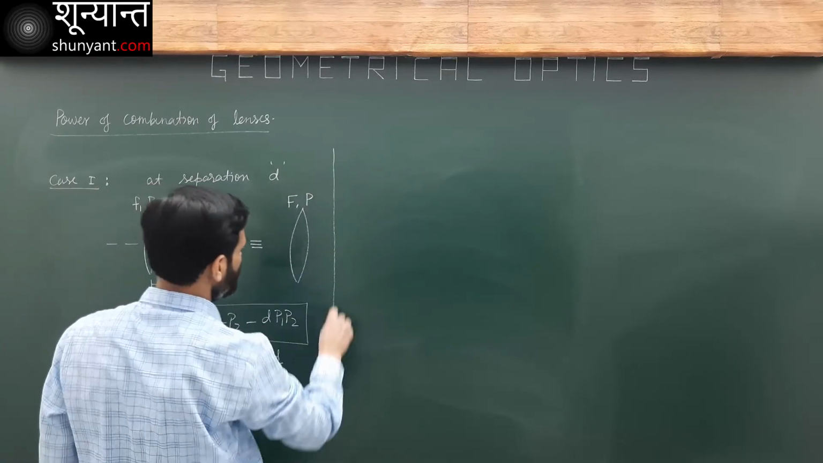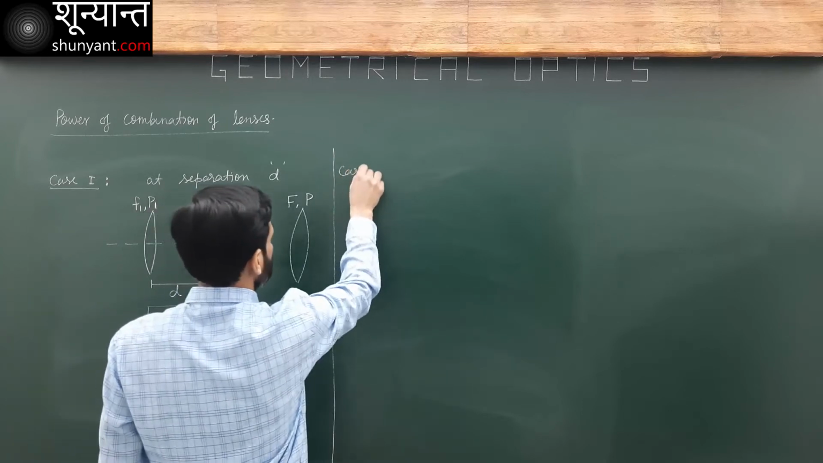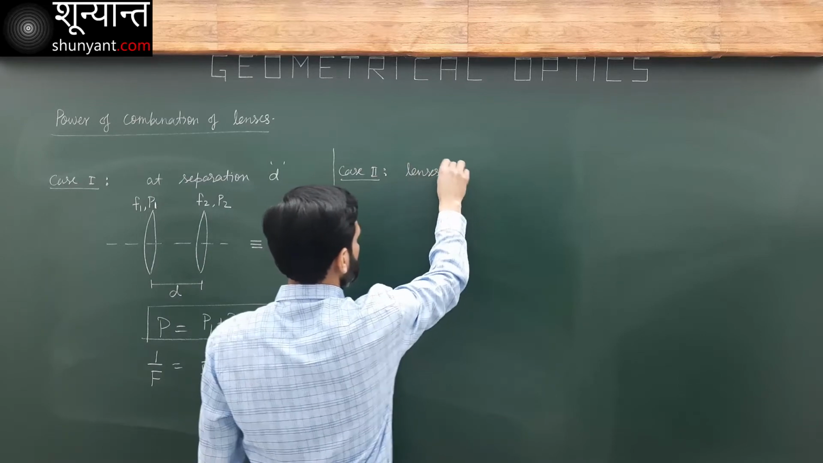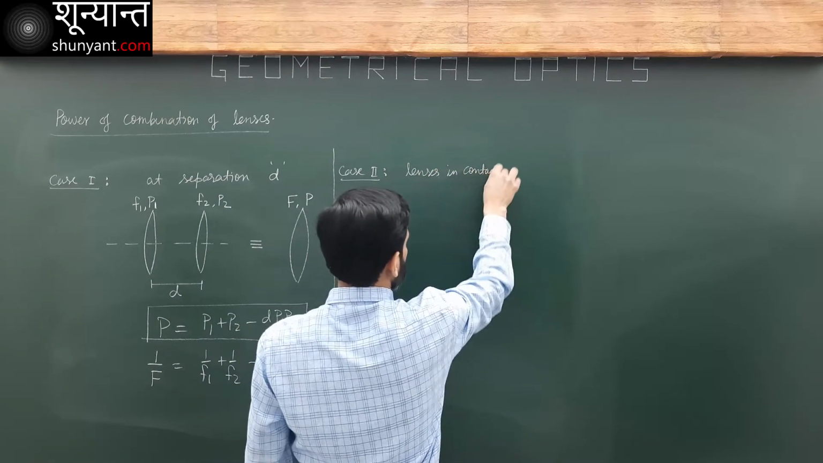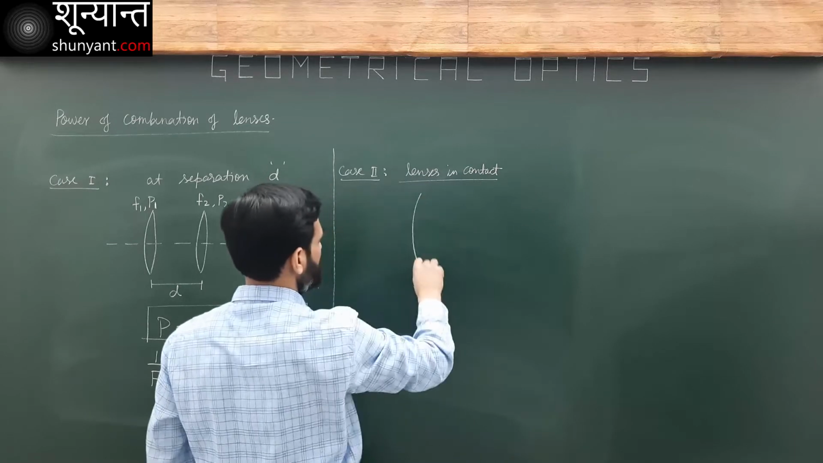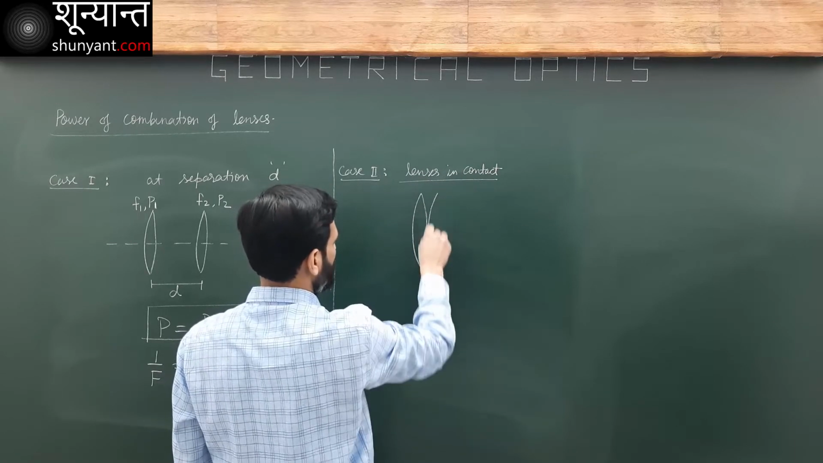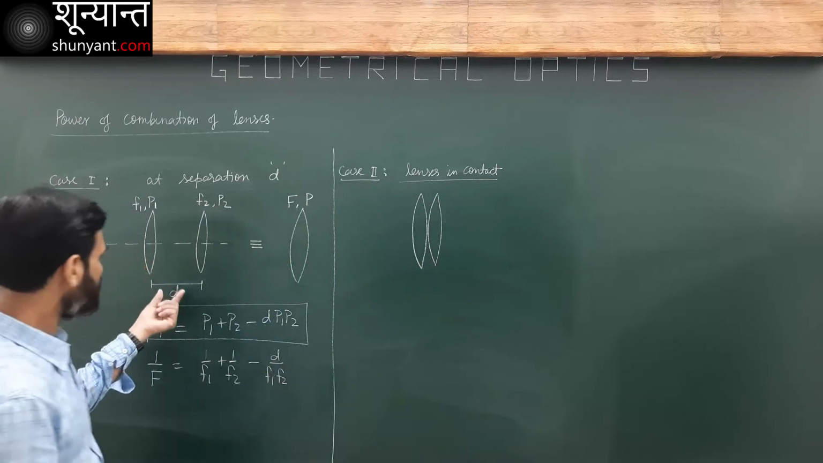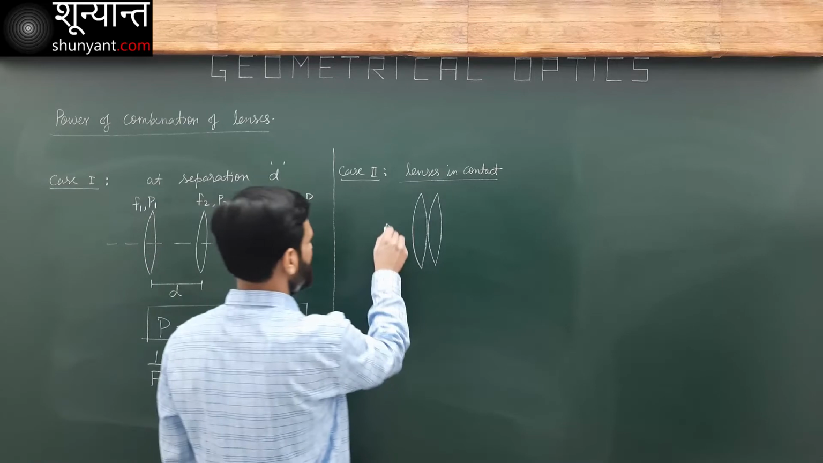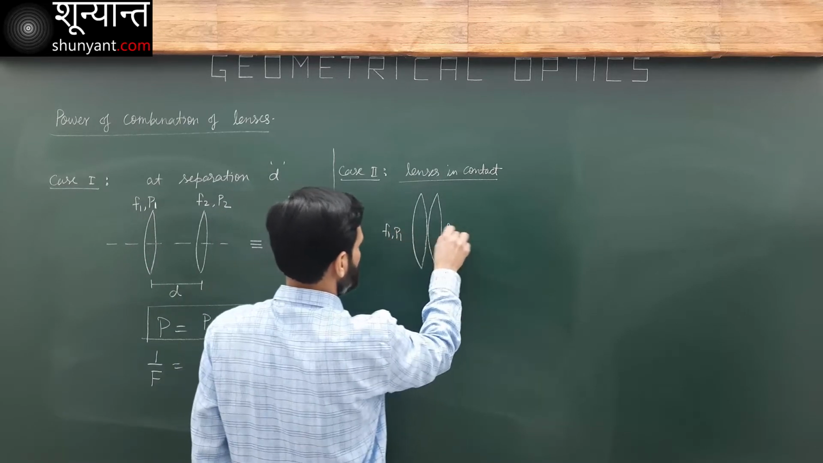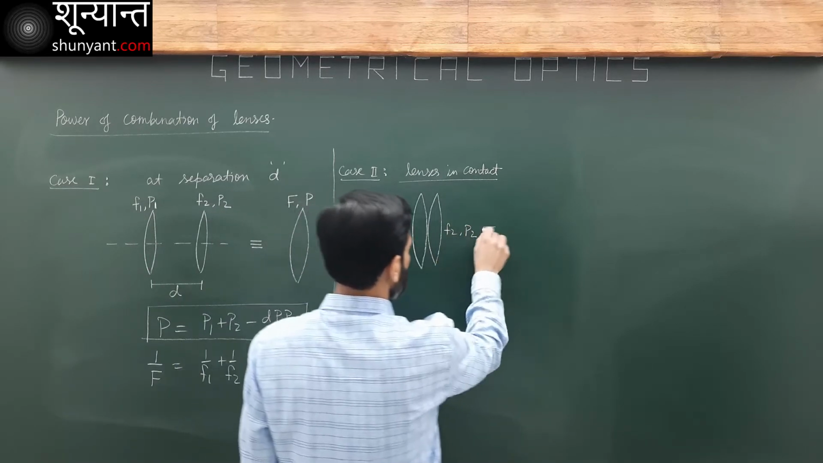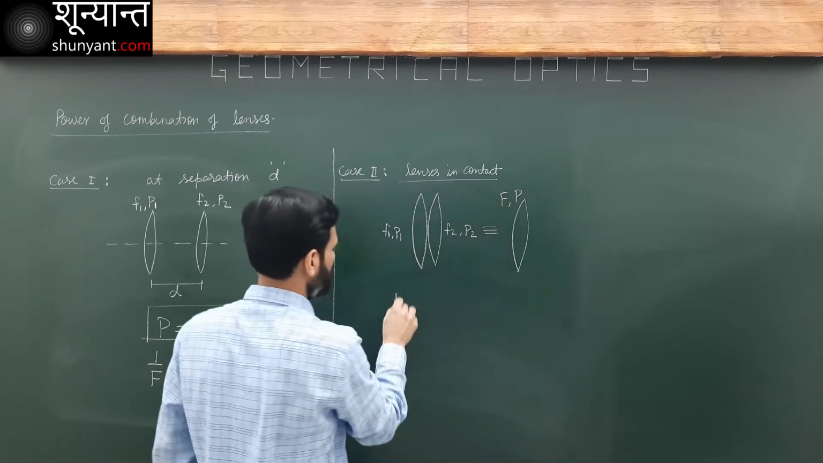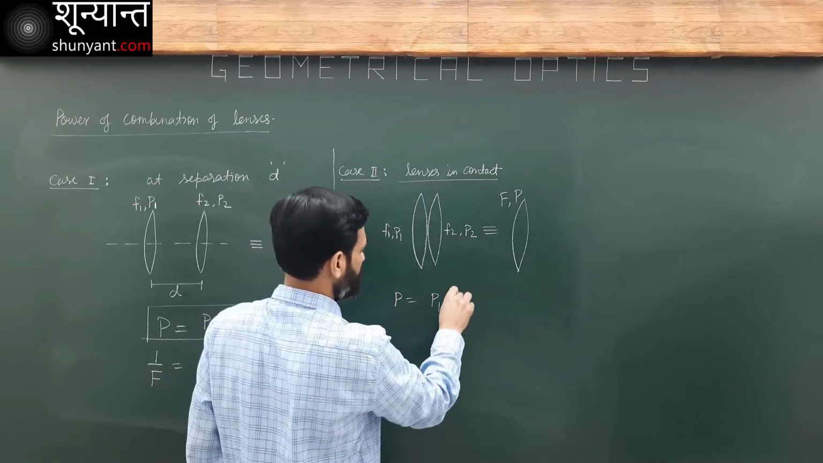Okay, case 2: lenses in contact. So I have this lens here. Both are in contact. I have two thin lenses in contact. So this D becomes 0. This is F1, P1. This is F2, P2. This will be equivalent to a single lens of focal length F and power P. Here P is simply equal to P1 plus P2.